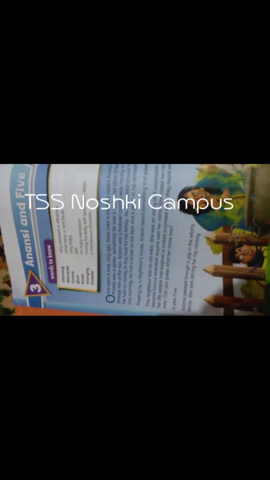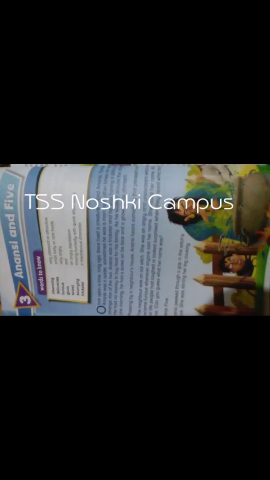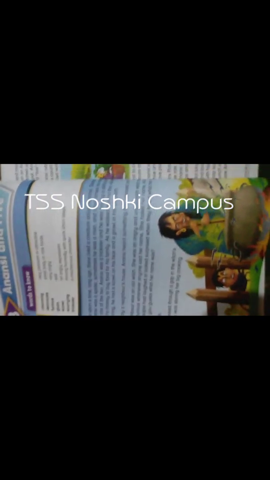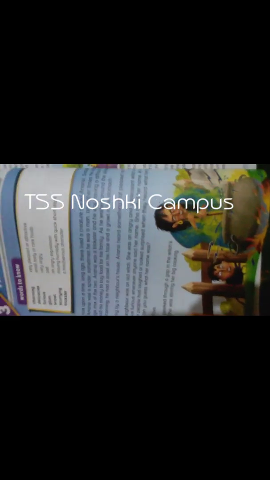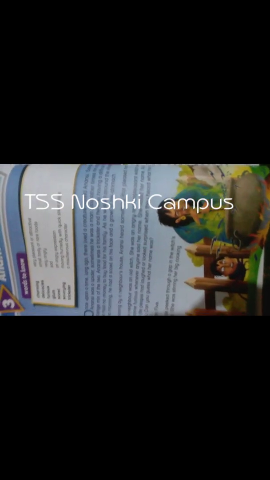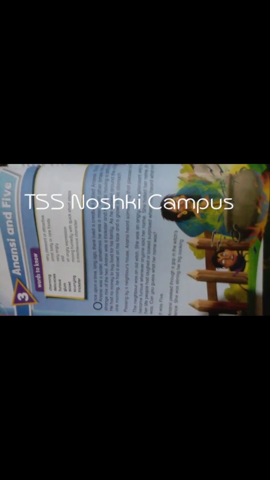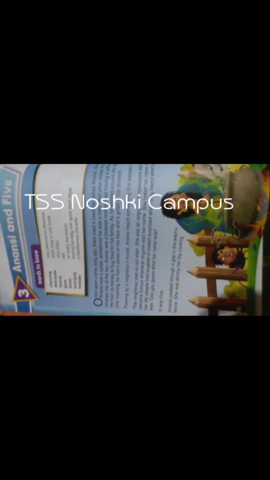So Anansi and 5 is a story of a creature who was a mixture of both a spider and a man, as you can see in the picture also how he looks. He was a poor creature who had nothing. It means he was living a difficult life, that he didn't have a single penny to buy something for his family. All day he used to roam around the village.